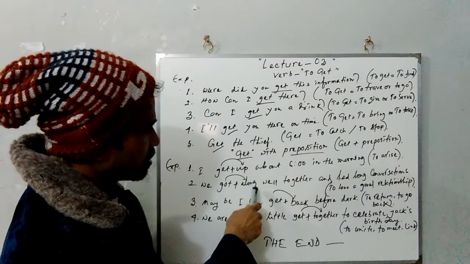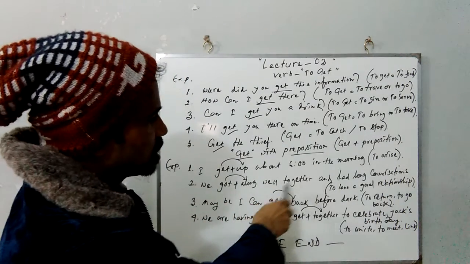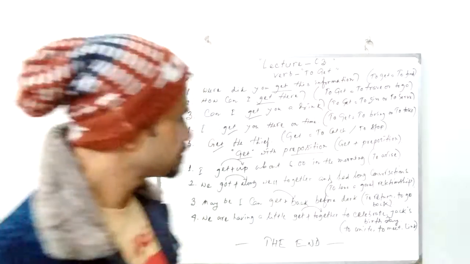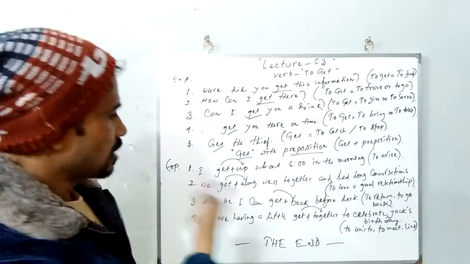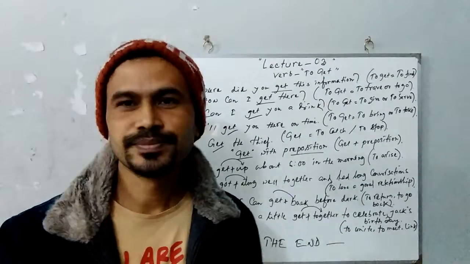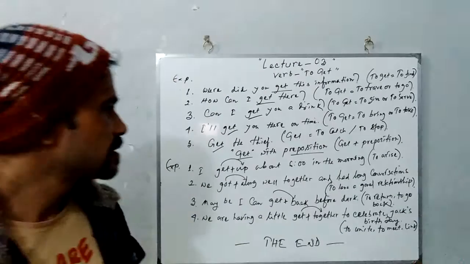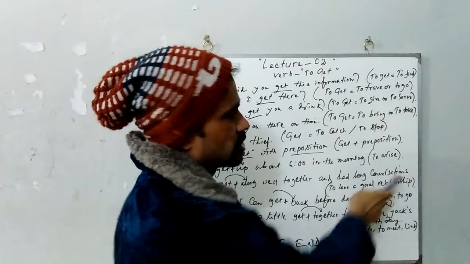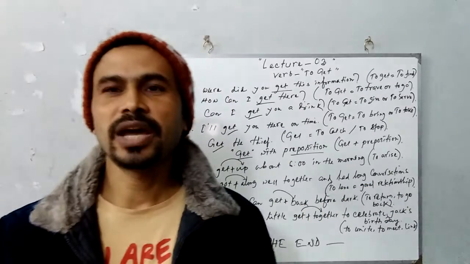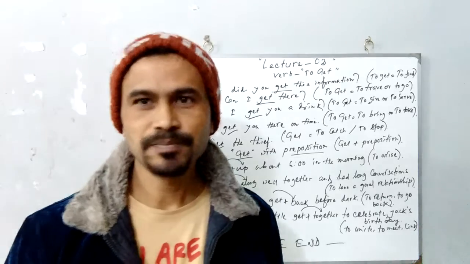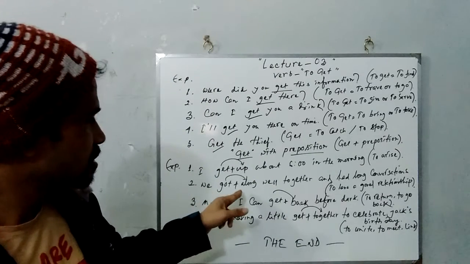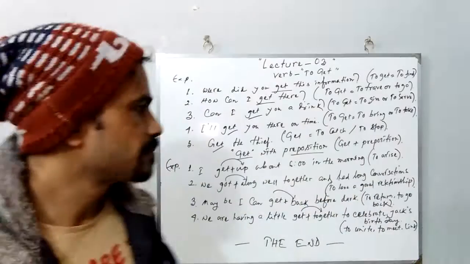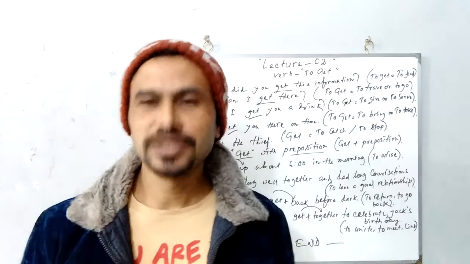Okay, my friends, next sentence. We got along well together and had long conversations. So get along means what? Get along means to have a good relationship. To have a good relationship. So we got along well together and had long conversations. That means good relationships.